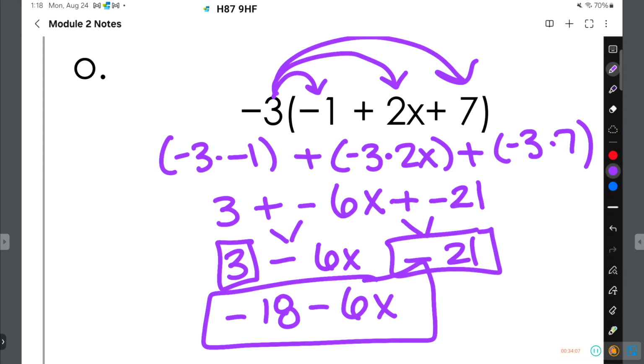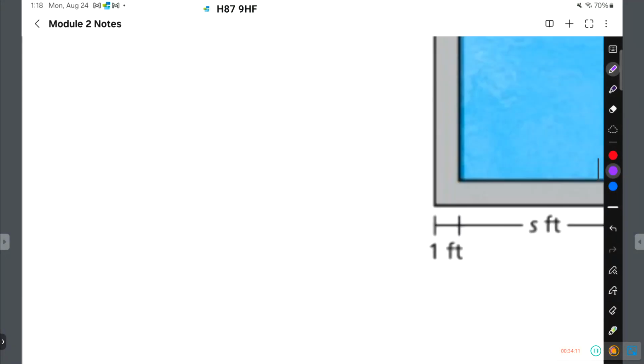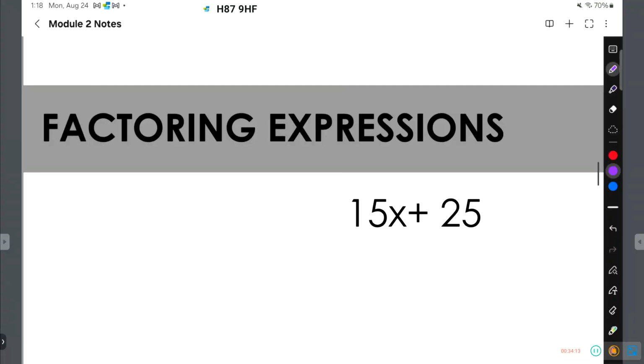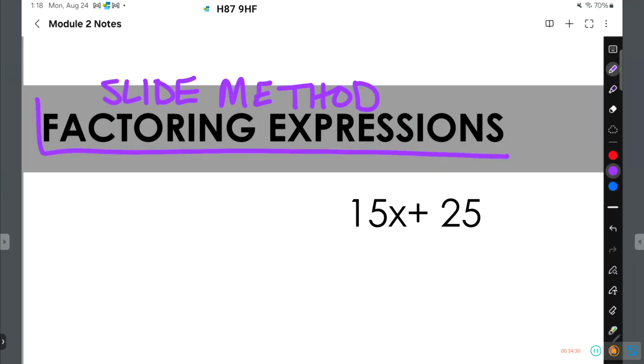All right. We're going to bypass this word problem for now. We'll come back to it. And we're going to look at factoring expressions. This is the same thing as the slide method that you should have learned last year. Anybody learn the slide method last year? I don't remember it. Where you put the slide up underneath it?